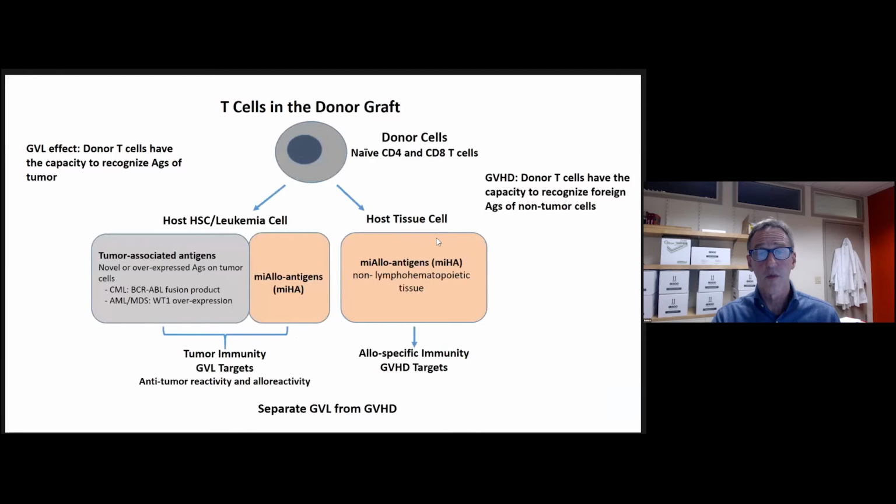Just summarizing what I said in the last few slides: T cells are infused on day 0. We're talking predominantly about the naive CD4 and CD8 T cell compartment. If these donor T cells are stimulated by host APCs to a bone marrow cell, minor histocompatibility antigens, or leukemia cell, tumor-associated antigens, you get GVL. And if it occurs in parenchymal tissue, then that's GVHD.